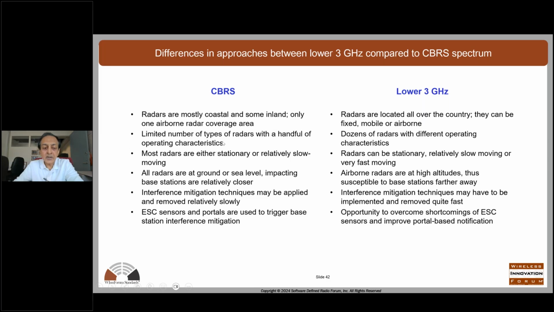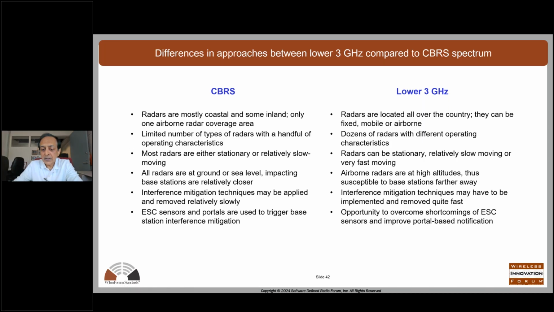In CBRS, the radars are mostly coastal and some inland, with only one airborne radar covering an area, as Andy mentioned. As opposed to the lower 3 gigahertz, radars are located all over the country and they can be fixed, mobile, or airborne. Immediately, it becomes obvious the degree of challenges that are different in the two bands. Right? Here, there are a limited number of radars with a handful of operating characteristics. Most are naval radars or fixed. But in the lower 3 gigahertz, we have several dozens of radars with different operating characteristics.